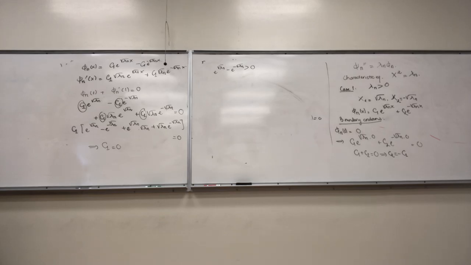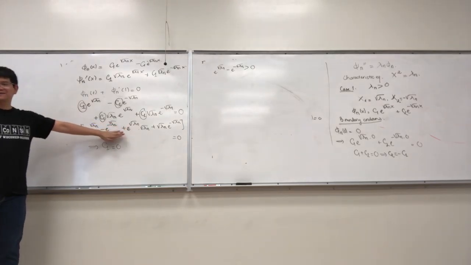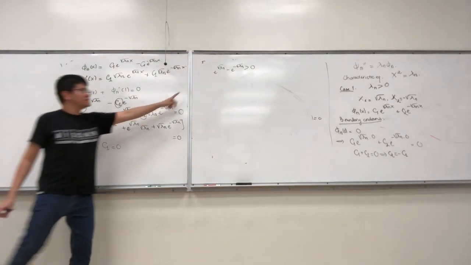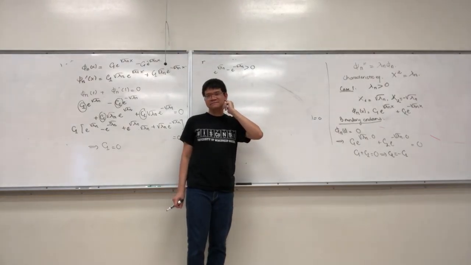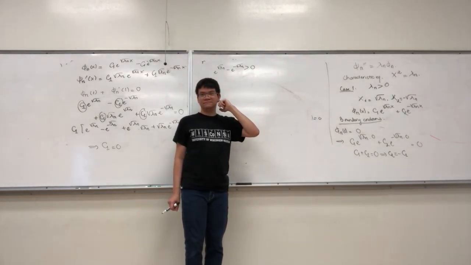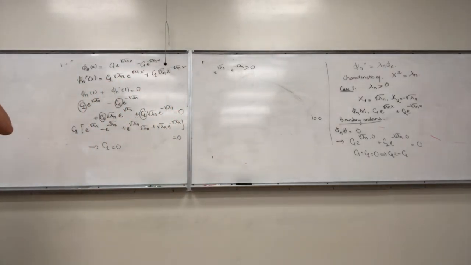Would it be possible for lambda n to be 1, and therefore... never mind, I answered my own question. Why is this strictly positive? Whatever e is raised to, it's going to be subtracted by its inverse, which would be less than it, so it would still be positive. If lambda n was 1, then you would have e to the 1 minus e to the negative 1, which would be e minus 1 over e, which would still be positive.